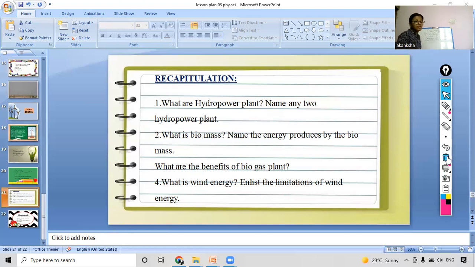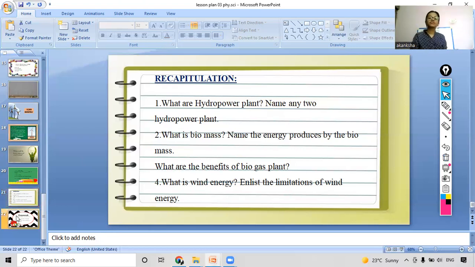Okay, yes, very good. Coming to the fourth point, what is wind energy according to you? And list the limitations of wind energy. Wind energy is when wind is used for electricity generation. And the limitations are that it is of high maintenance, and what else? It takes a large space, large area, right? So these are some of the limitations. Yes, you all recapitulated it well. I think that you all were listening.